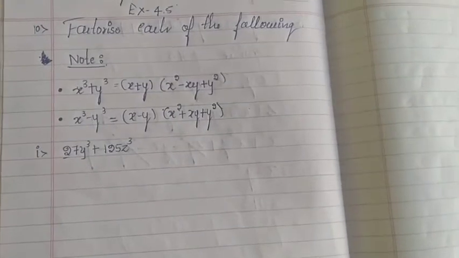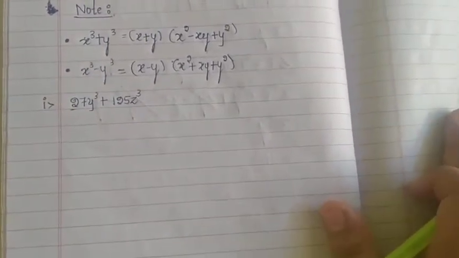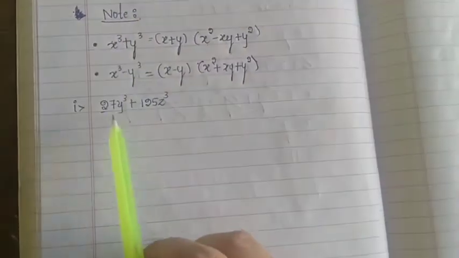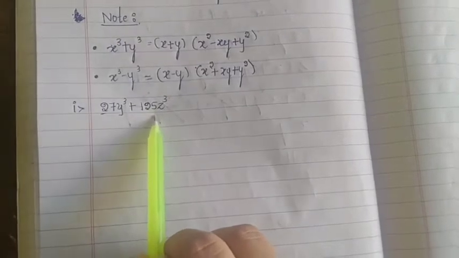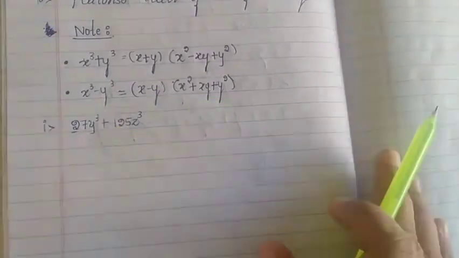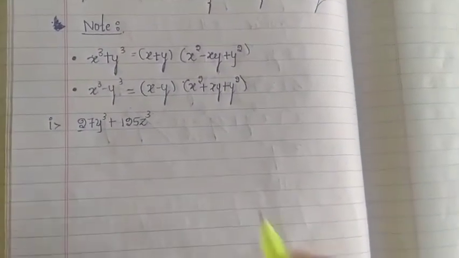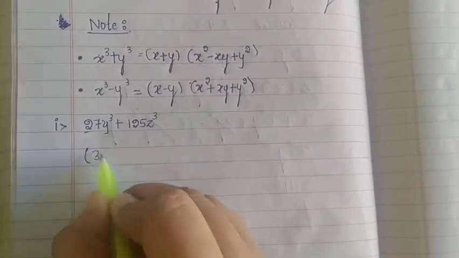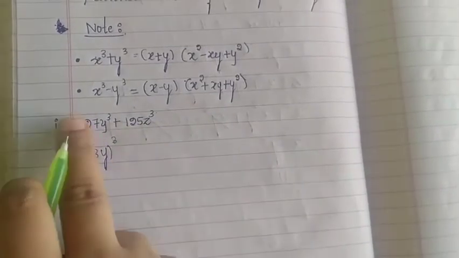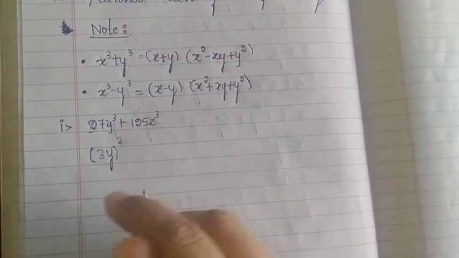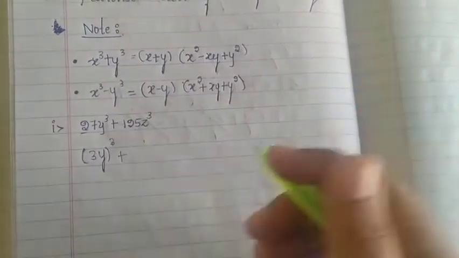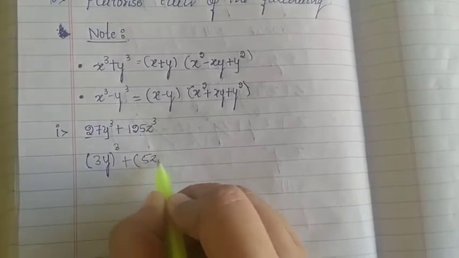Here you can see the first problem is 27y cube plus 125z cube. This is in the form of x cube plus y cube, isn't it? So 27y cube can be written as (3y) the whole cube, because 3 times 3 is 9, and 9 times 3 is 27. Plus here also the same thing: 5 times 5 is 25, and 25 times 5 is 125. So 5z the whole cube.